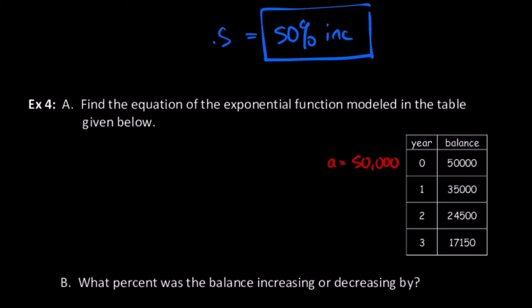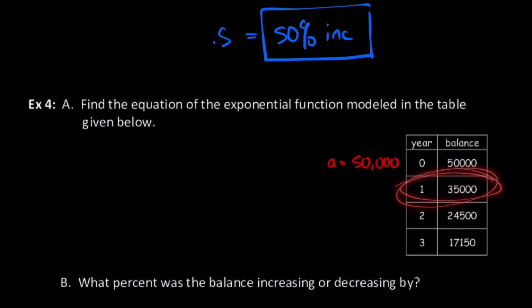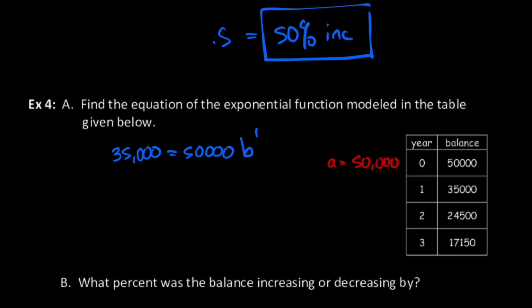So now you have an option. You can pick any of the remaining points as your x and your y. So I could pick this one, or that one, or that one. I'm going to stick here because that's the easiest one. So remember, x is 1, y is 35,000. So let's plug into that equation. The y value, 35,000, equals a, 50,000, times b, which we don't know, to the x or the t, that's just 1. So all we have to do here is divide by 50,000, and b equals 0.7.